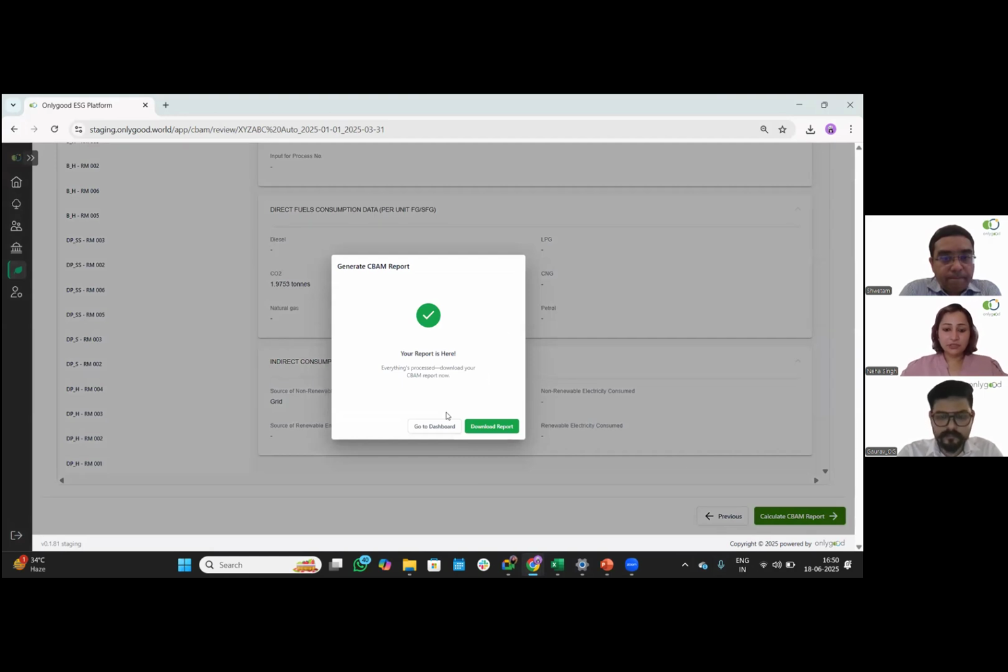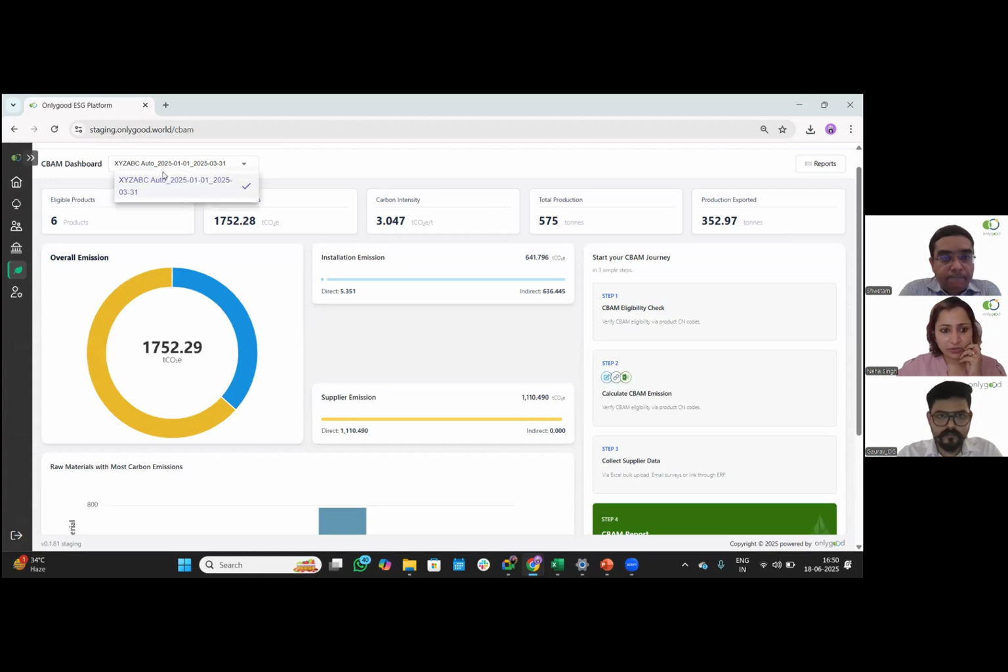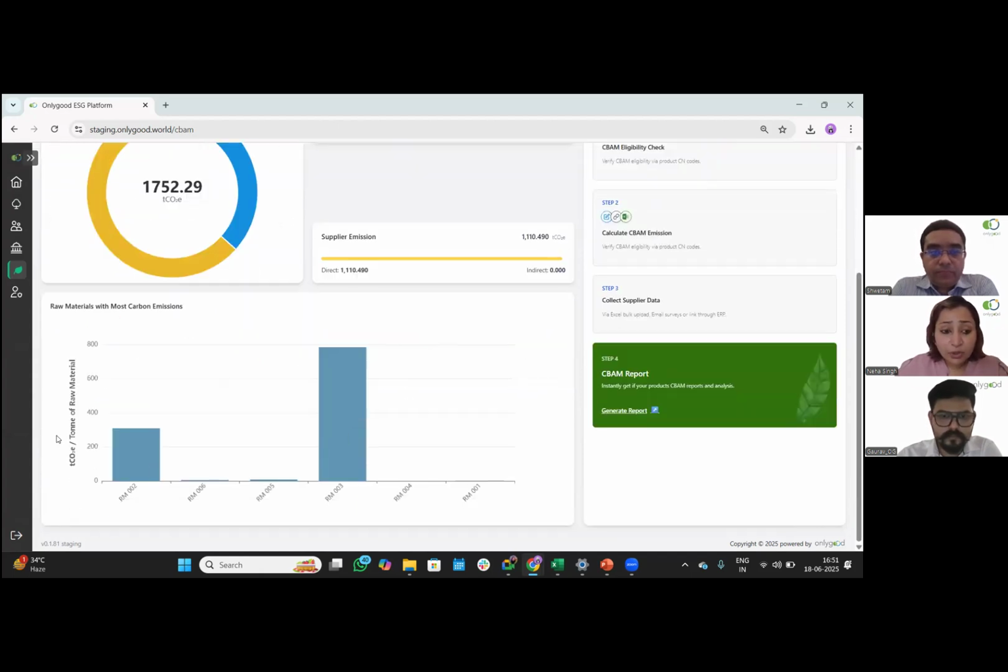So my report is here, but let me first quickly go to the dashboard. This is the kind of dashboard that you'll get for every report that is generated. If you have multiple reports, it'll come as a list. It'll show you that for this report, there were 6 eligible products. What was your total carbon emission, total intensity? Out of this, how much was installation? How much was supplier level precursor? Within that, what was the split for direct, indirect? And which were your key raw materials emitting most of the emissions?